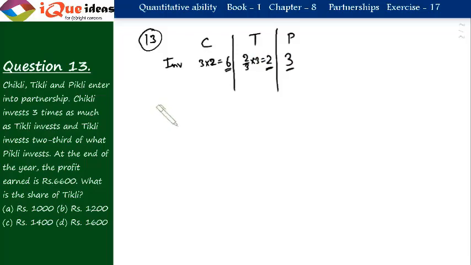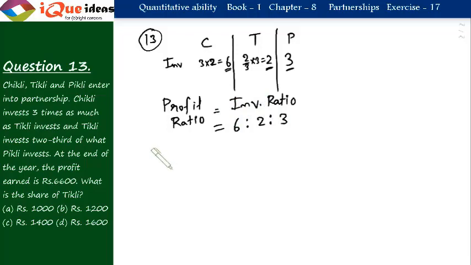And then there is nothing mentioned about the time, right? So we'll assume that the profit ratio is equal to the investment ratio. The investment ratio is 6 is to 2 is to 3, and the total profit is 6,600 rupees.